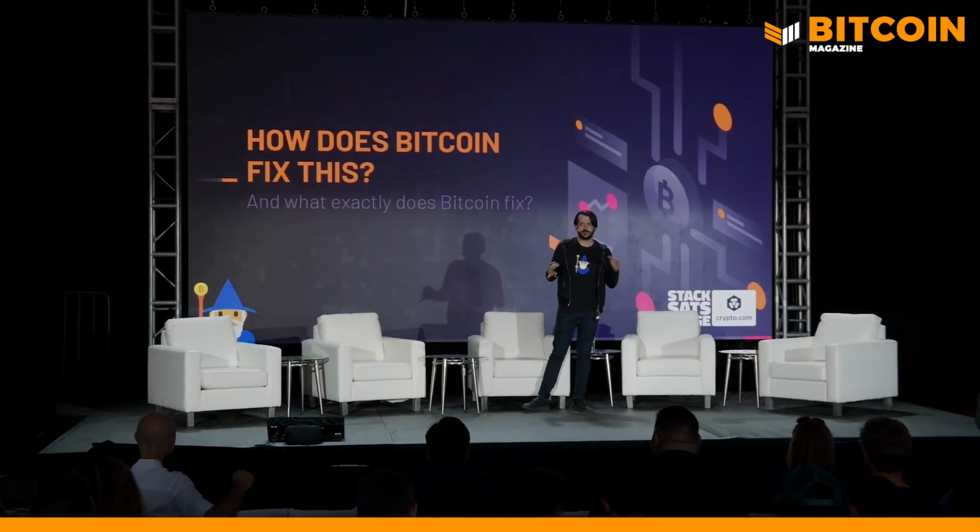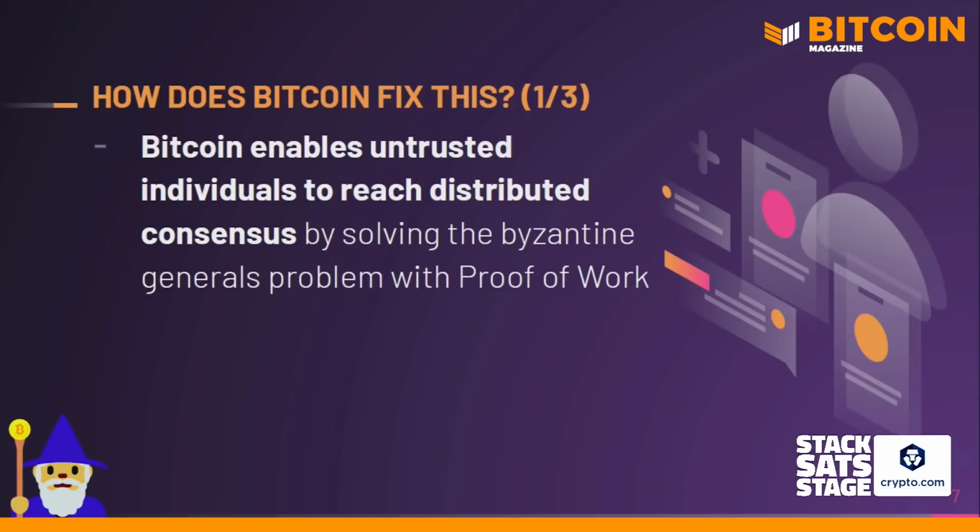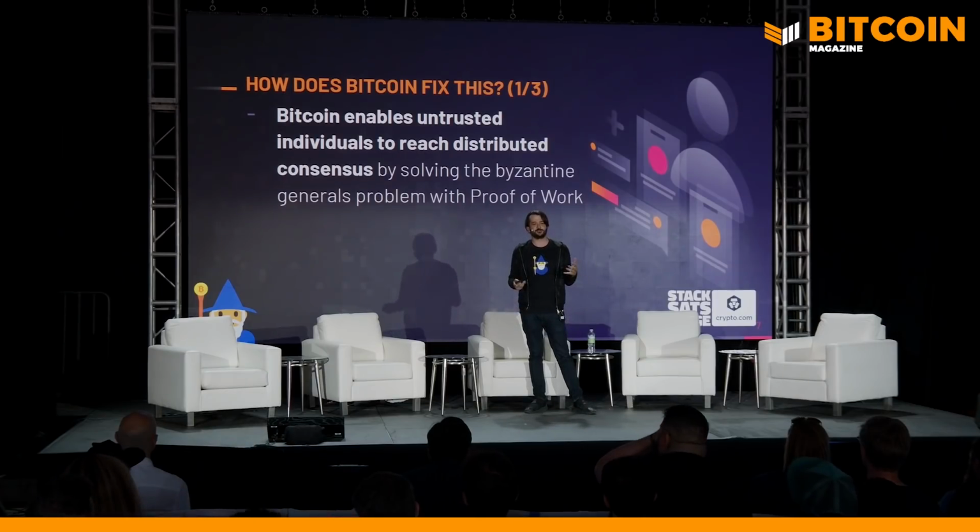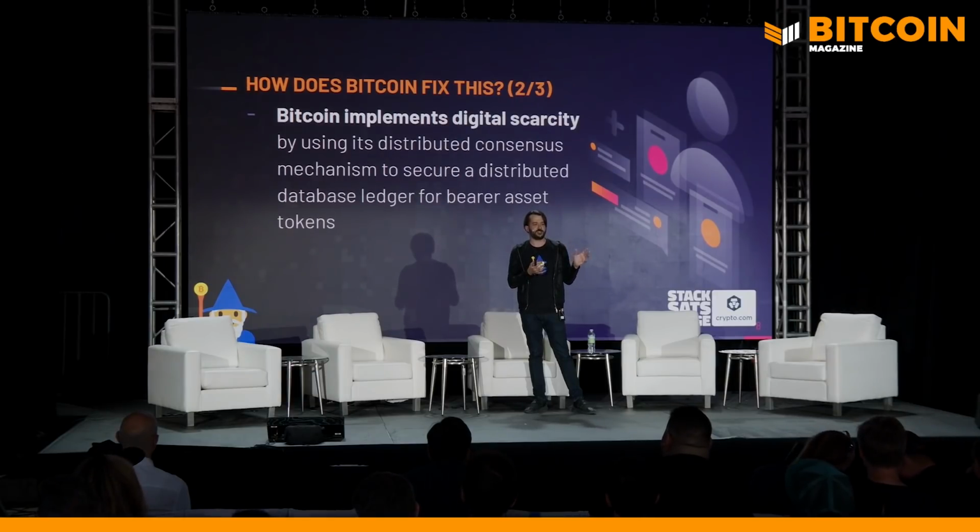And what exactly does Bitcoin fix in regards to these properties? First of all, this is just basic. Bitcoin enables untrusted individuals to reach a distributed consensus through a process called mining. They're basically solving the Byzantine Generals Problem with proof of work. This was a long-standing problem in computer science, but finally some smart cypherpunks figured it out, and they used the distributed consensus mechanism to secure the blockchain.